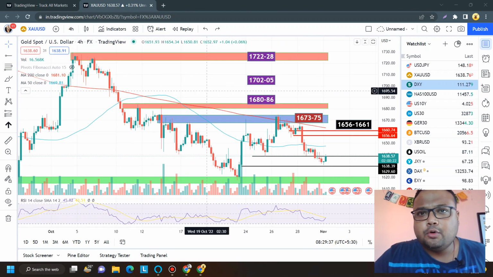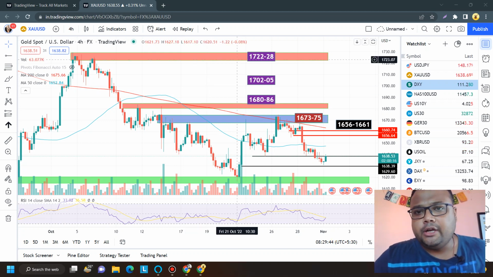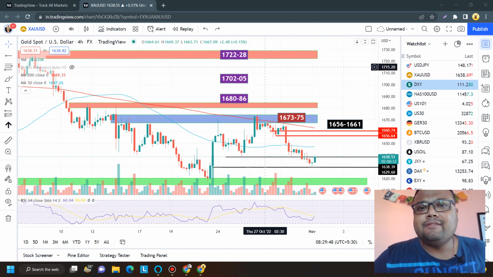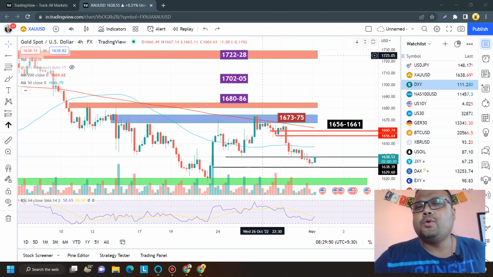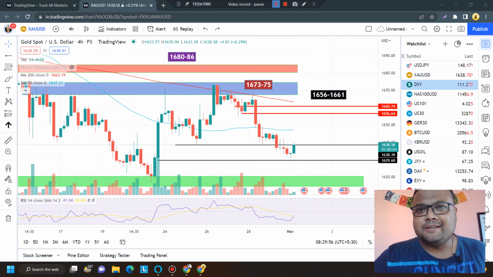If you look at the chart of gold, the overall big levels that we have been discussing for the last couple of days are still intact: 1720.28, 1702.05, 1680.86. These levels are standing at the top, and we don't need to discuss them again and again because right now gold is standing here, so no need to waste time.